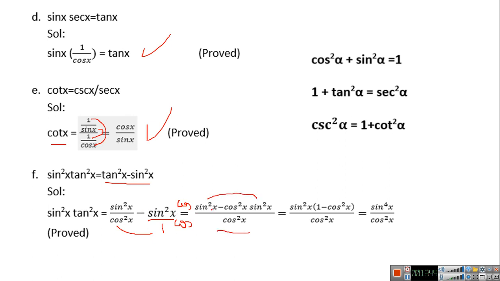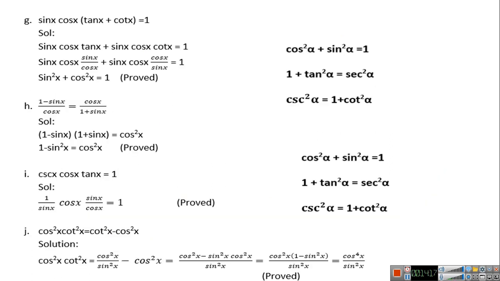You can see here, you can factor out sine square x. So if you factor out sine square x, what remains here? 1, and here minus cosine square x, over cosine square x. Now we know that 1 minus cosine square is sine square. Sine square times sine square is sine 4x over cosine square x, which is the same as this one. Why is it the same? Because tangent square is sine square over cosine square. Sine square times sine square is sine 4 over cosine square, so it's already proved.